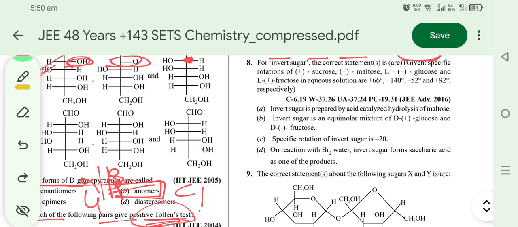Invert sugar is prepared from sucrose. The statement that invert sugar is prepared by maltose is a wrong statement. Invert sugar is an equimolar mixture of D-glucose and D-fructose. True statement. And its specific rotation is minus 20. Hence, B and C is the correct option.